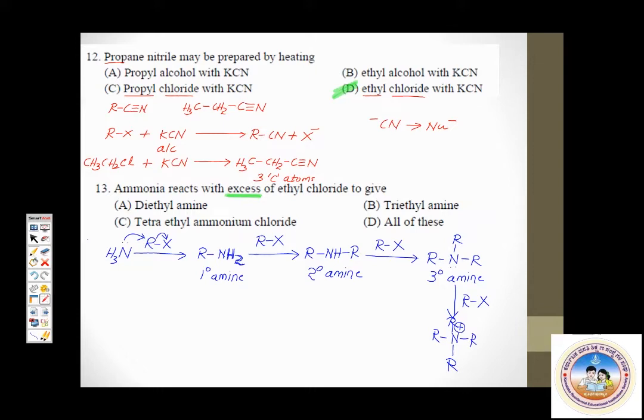So if you have taken ethyl chloride or haloalkane in excess with ammonia, you are going to end up getting quaternary ammonium salt. Excess RX gives quaternary ammonium salt.